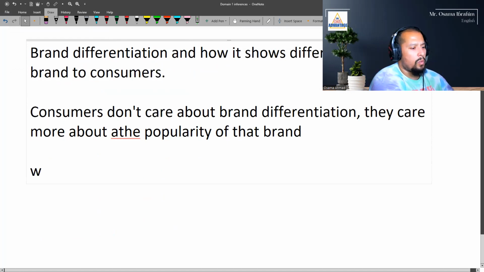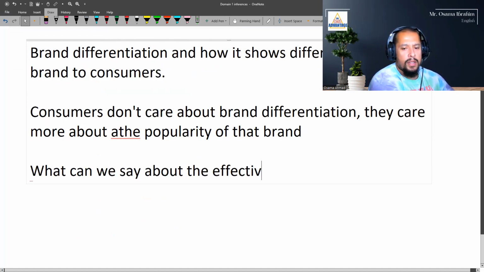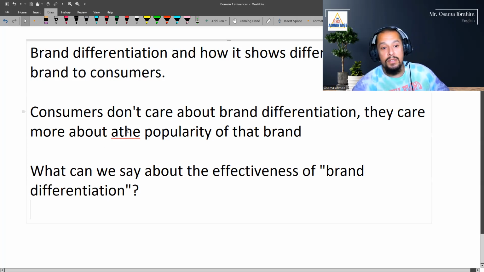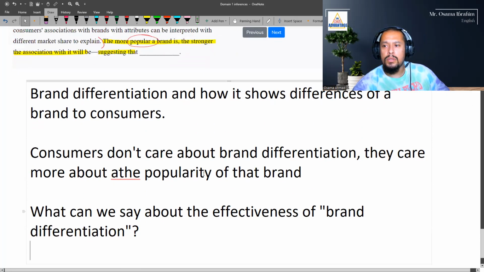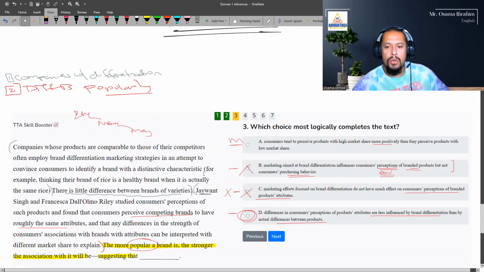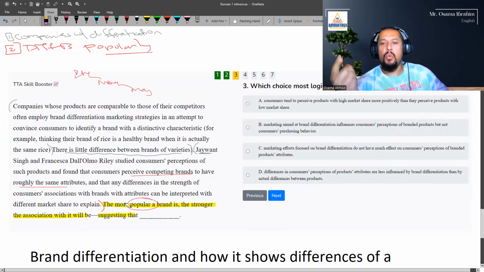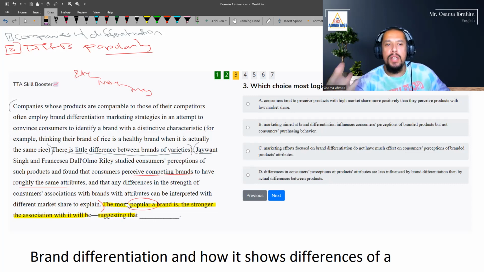Yes. So what can we say about the effectiveness of brand differentiation? It's not effective. What's more effective? Popularity. Okay. So I want you to go back to the answer choices. Which choice logically completes the text? The stronger a brand is, or the more popular a brand is, the stronger the association with it will be, suggesting that brand differentiation is ineffective. Brand differentiation is not a good strategy. Brand differentiation is not as effective as a marketer might think.